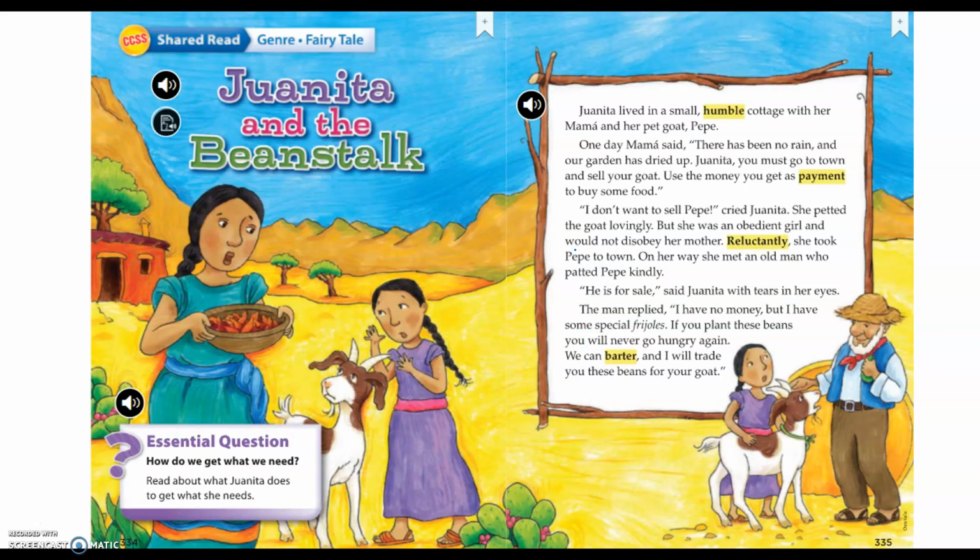You read Juanita and the Beanstalk yesterday, and you identified some of the sequence words. Let's read part of the story together, and we'll start to identify the main character's actions and how they shape the sequence of events.